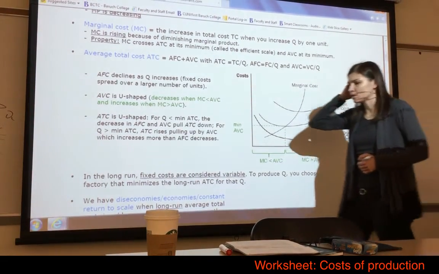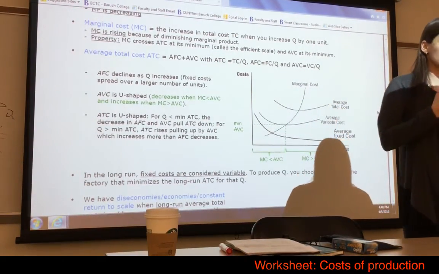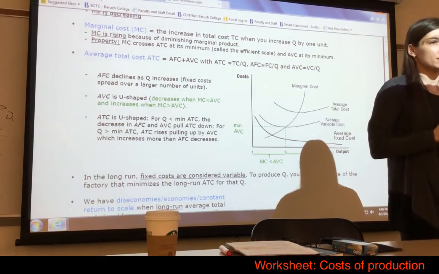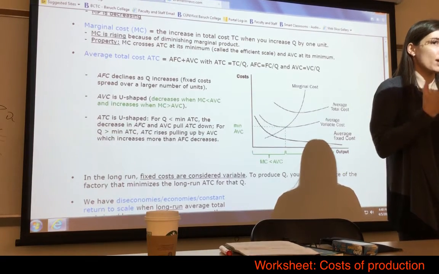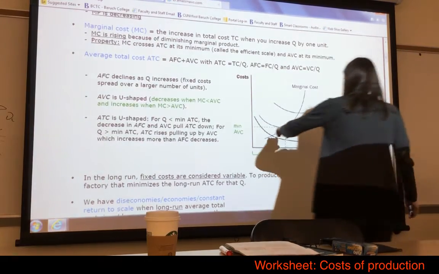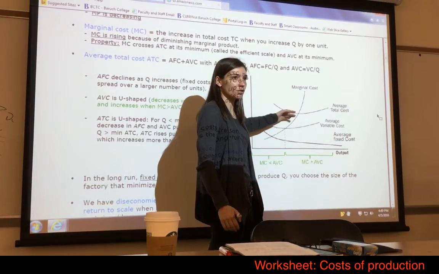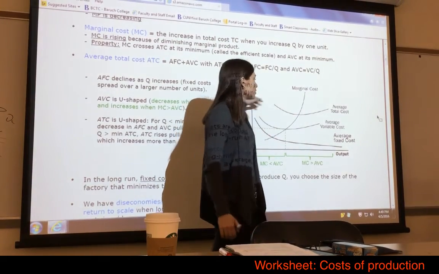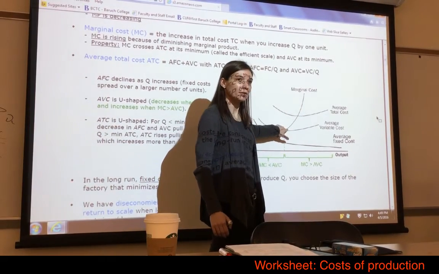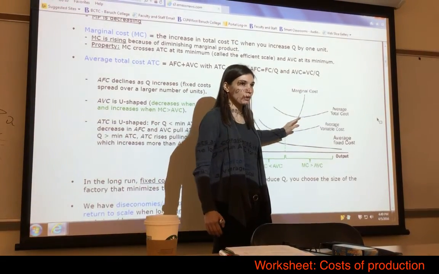A way to think of this logically is, for example, if you have a class and they have tests and they got an average of 80 on the test, okay? Another person takes the test and makes a 60. What's going to happen with the average? It goes down, right? That's what's happening here. The other person that comes in and takes the test is a marginal guy, right? So it's the marginal part of it. So if the average was 80, and that guy got a 60, which is below 80, the average is going to go down. So that's why average total cost is decreasing when marginal cost is less than it.